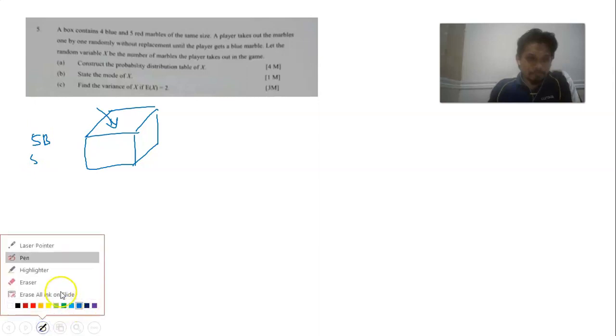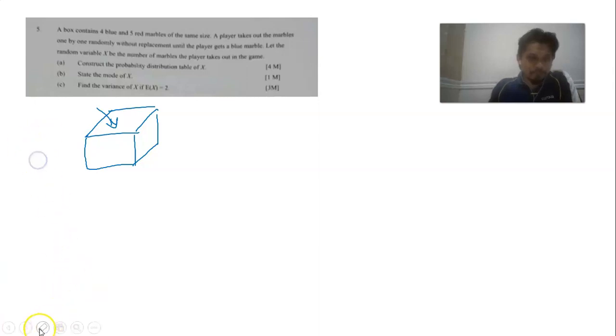Okay class, a box contains marbles. Let's say this is a box. Just imagine that inside this box there are 4 blue marbles and 5 red marbles, where the total is 9.